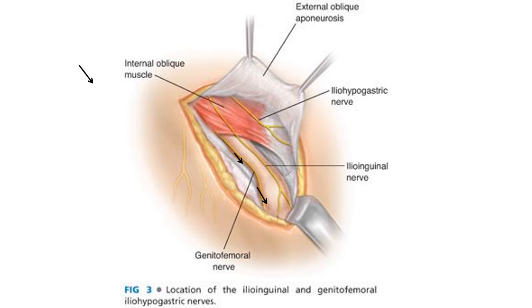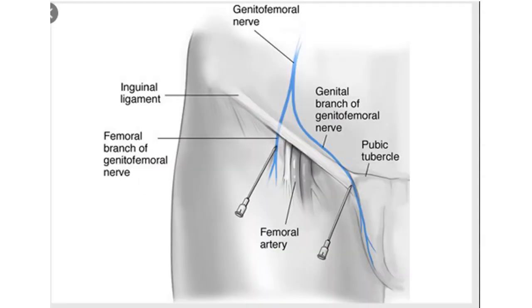In this image, when the external oblique aponeurosis is reflected up, we can see the genitofemoral nerve coming down through the inguinal canal. As it runs for a short distance in the inguinal canal, the femoral branch will continue underneath the inguinal ligament to supply the area of skin underneath the inguinal ligament, and the genital branch will continue with the spermatic cord to supply skin of the scrotum.